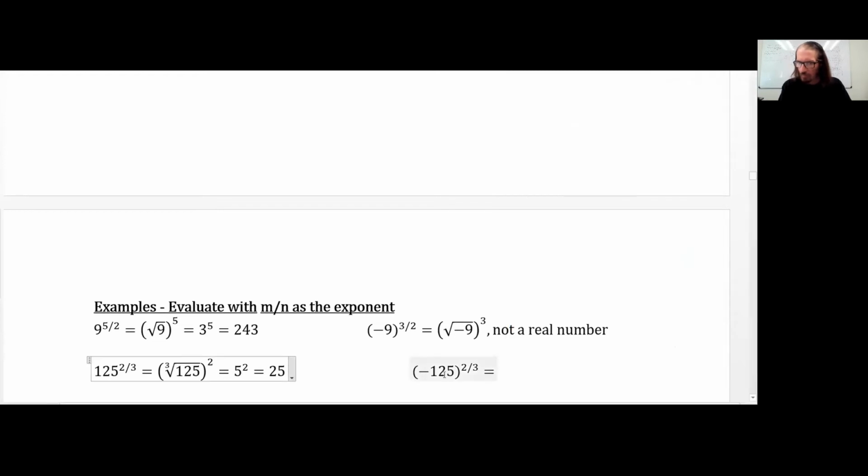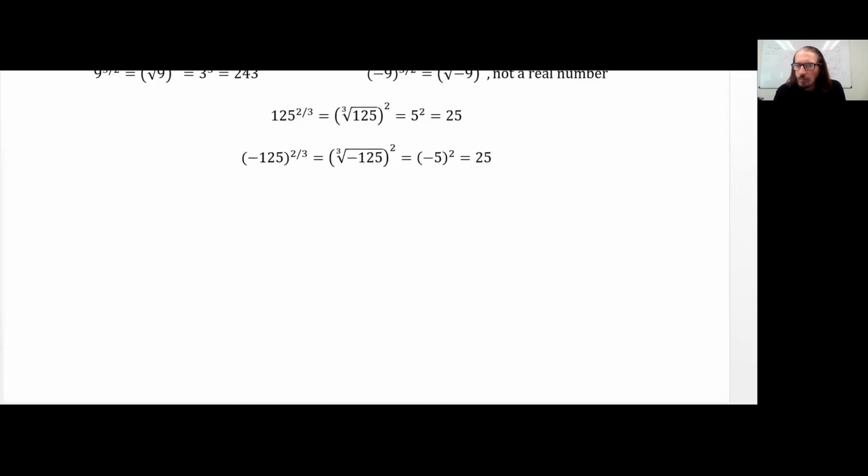And as for the other, well, that would be the cube root of -125, and then squaring it. We would have the cube root of -125, and then square that. Well, that is a negative radicand, but the index is odd, so that's okay. Cube root of -125 is -5. When we square the -5, we also get +25, just like the previous question.